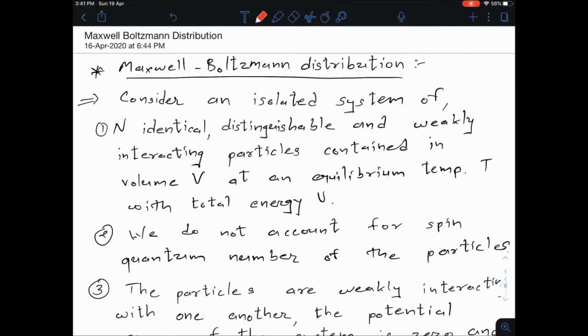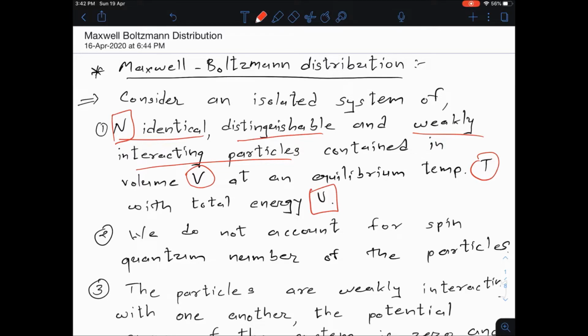Now we are going to consider an isolated system of N identical, distinguishable and weakly interacting particles contained in a volume V at an equilibrium temperature T. So the total number of particles is capital N, and the internal energy of the system will be U.